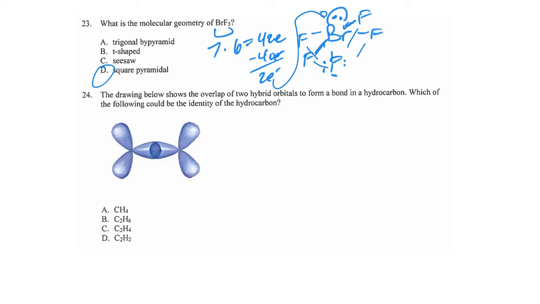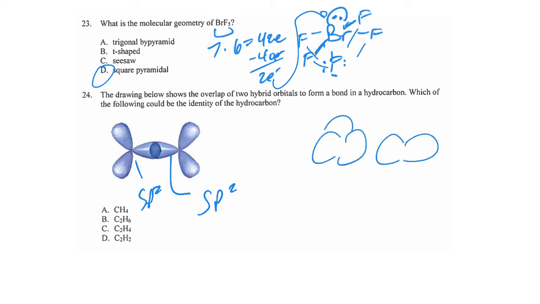The drawing below shows the overlap between 2 hybrid orbitals to form a bond in a hydrocarbon. Which of the following could identify the hydrocarbon? This is trying to show us that we have an sp2 and an sp2 center. And actually, I think the next question after this one is, what type of overlap is this? Well, it's sp2, sp2. sp would look just like this. We'd have the 2 orbitals 180 degrees relative to each other. So this would be sp. We could have sp overlap with sp2, or we could have sp3 overlap.